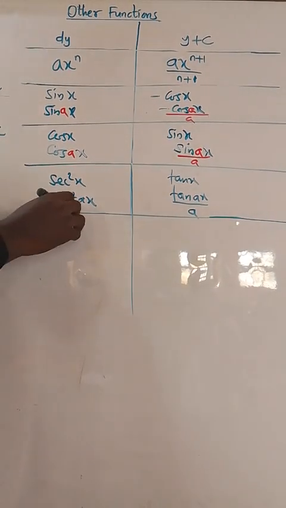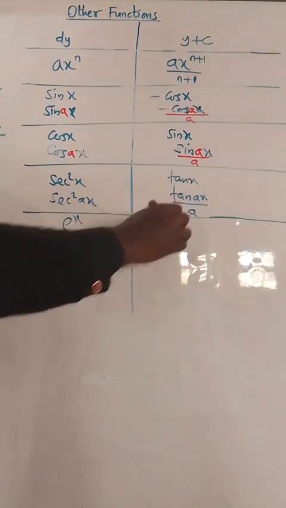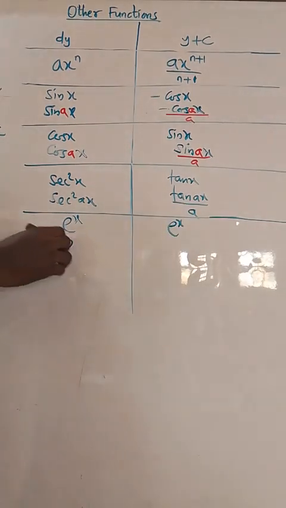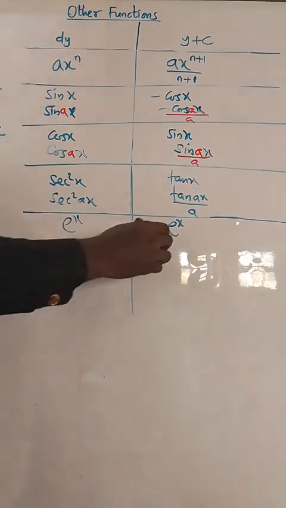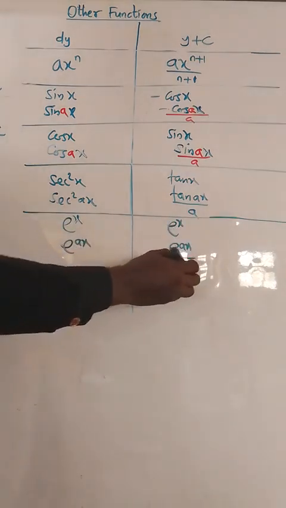If we have e raised to power x and we integrate, the answer remains e raised to power x. Okay, what if we have e raised to power ax? What will be the answer? E raised to power ax, but this time around divided by a.